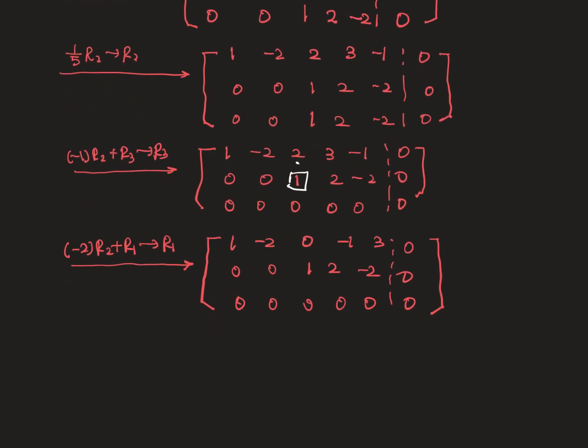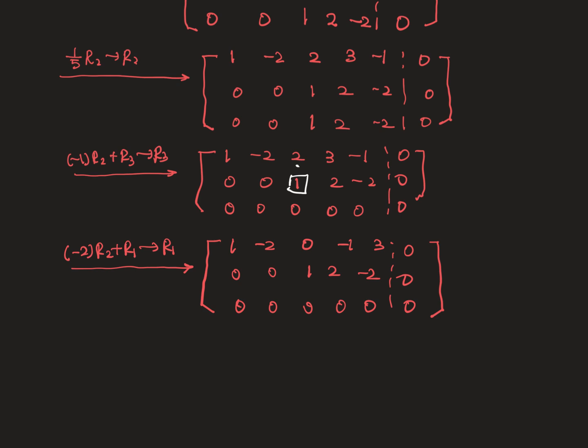Okay, now look at this augmented matrix. You're going to find a pivot right there. Another pivot is right there. So the free variables here are x2, here is x4, here is x5. So x2, x4, x5 are free variables.